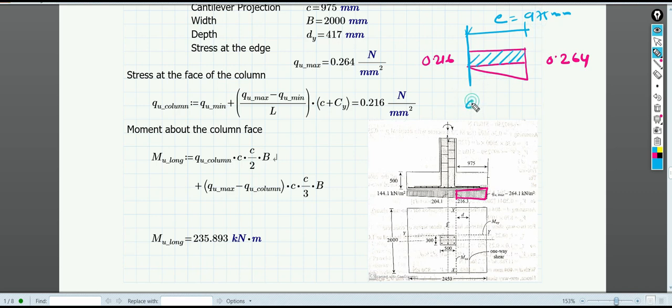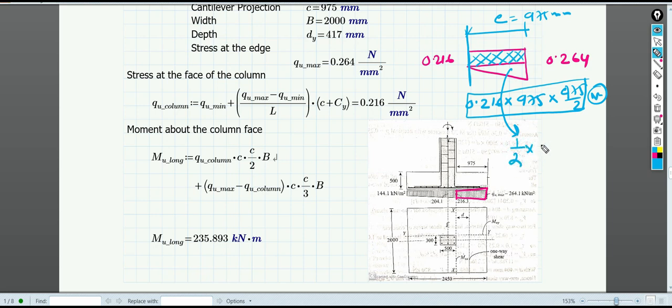Then for the triangular portion, the area of the triangle is half into the length into the height. The height is basically this portion here, so it will be the difference of 0.264 minus 0.216, right? So this will give you the total area of this triangle, and the resultant of a triangle acts at a distance of two-third from the apex, right? So two-third of the total length of the triangle, which is 975. So this will give you the moment from the triangular part.